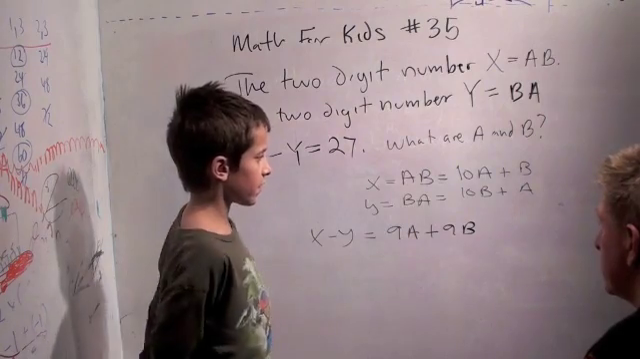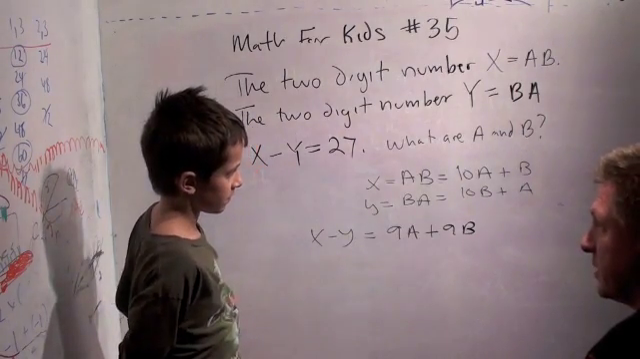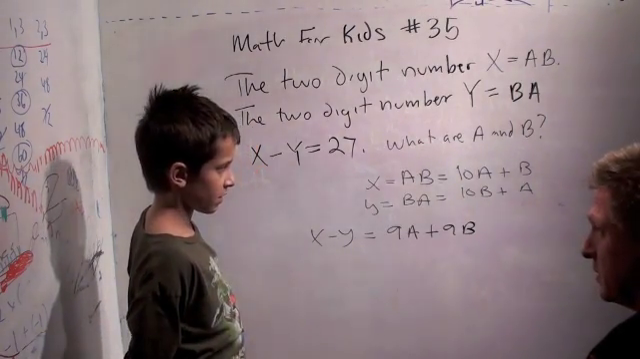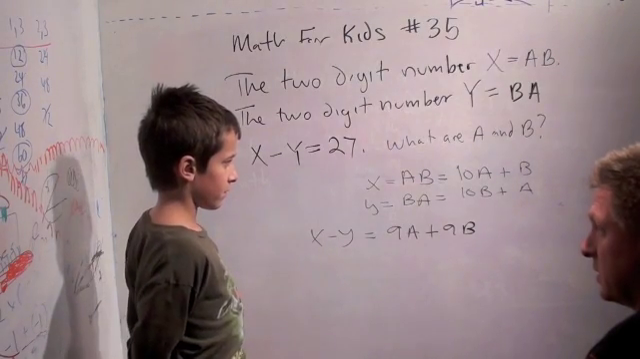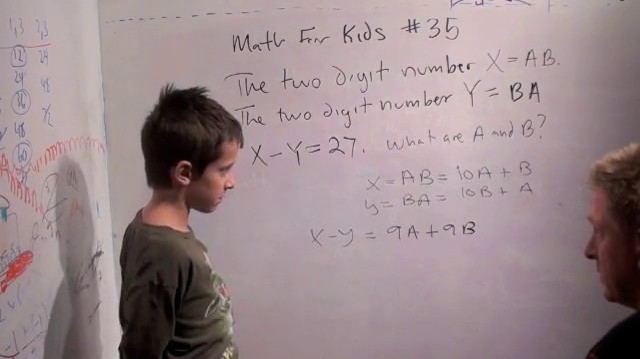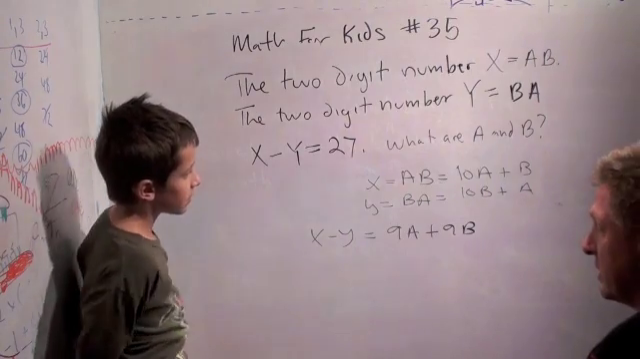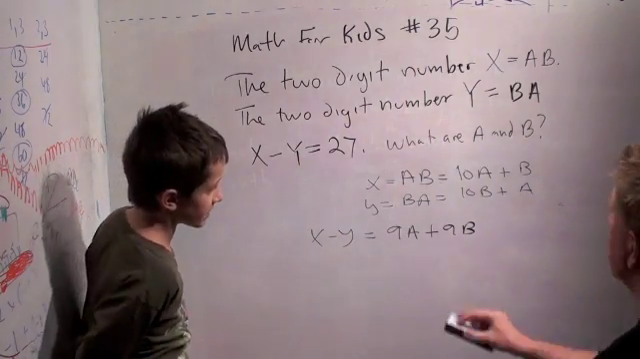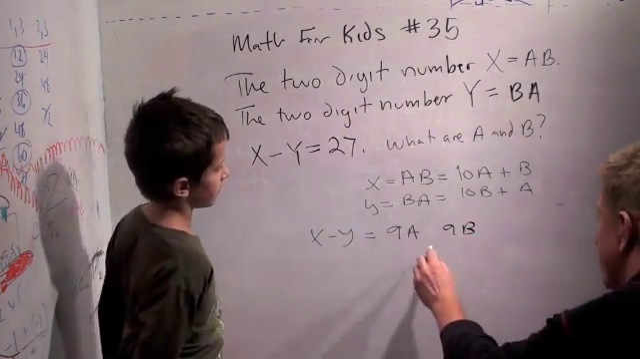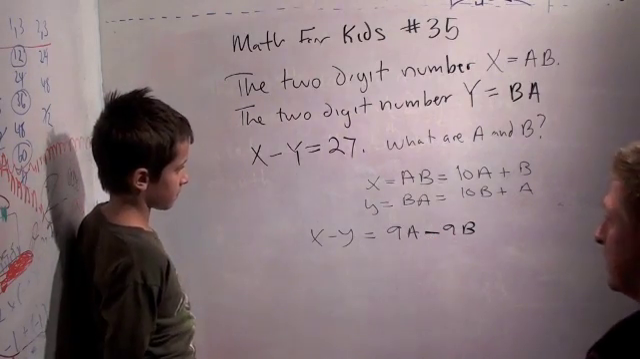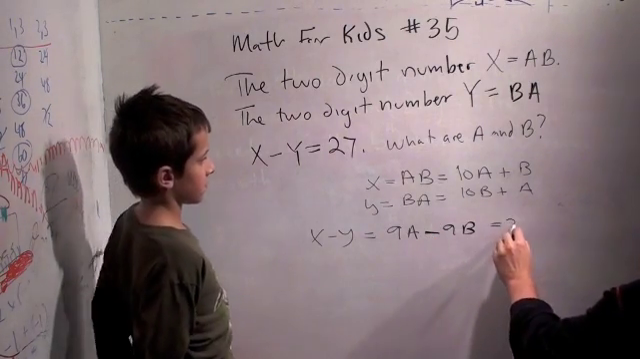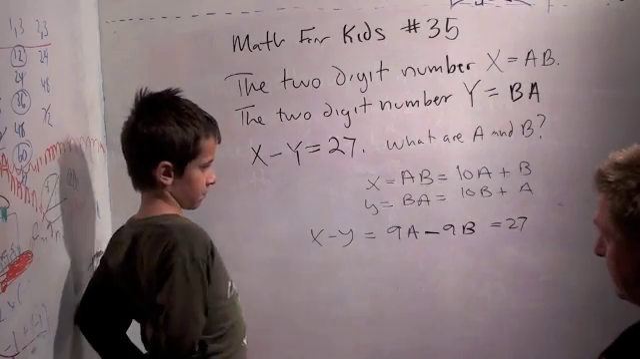Well, 10A minus A is what? It's 9A. Okay. And B minus 10B. So it's 9A minus 9B. And this equals 27.